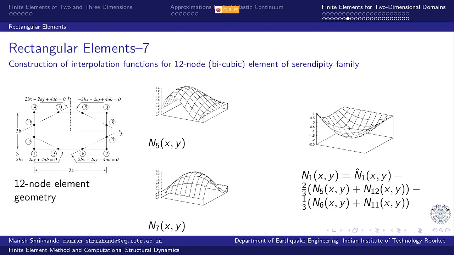I mean if corner nodes and one bilinear variation for 1, 2 and 3 and 4, n1 hat will have 2/3 value at node 5 and 1/3 value at node 6. Similarly, 2/3 value at node 12 and 1/3 value at node 11. So suitable values have to be subtracted. So 2/3 of n5 and n12 will be subtracted from n1 hat, and 1/3 of n6 and n11 will be subtracted from n1 hat, and that completes the description of n1.